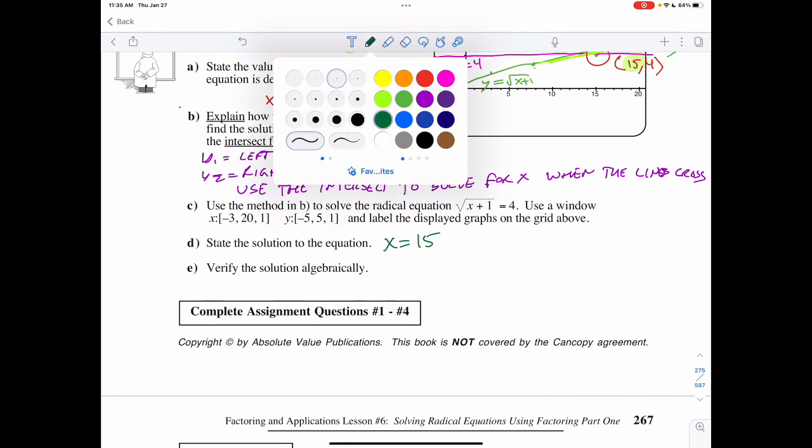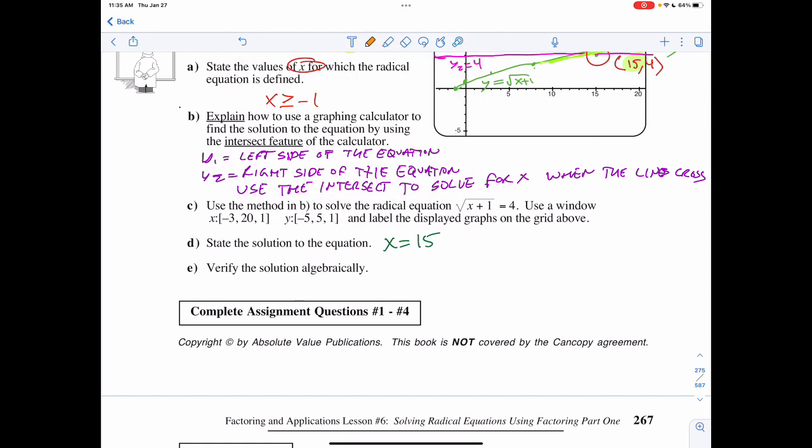When I need to verify, I just sub back in for the variable and show that the left side of my equation equals my right side. So I'm going to say that the square root of bracket 15 plus 1 is equal to 4. That's the square root of 16. Square root of 16 is 4. And the left side equals the right side. So I know that it works.